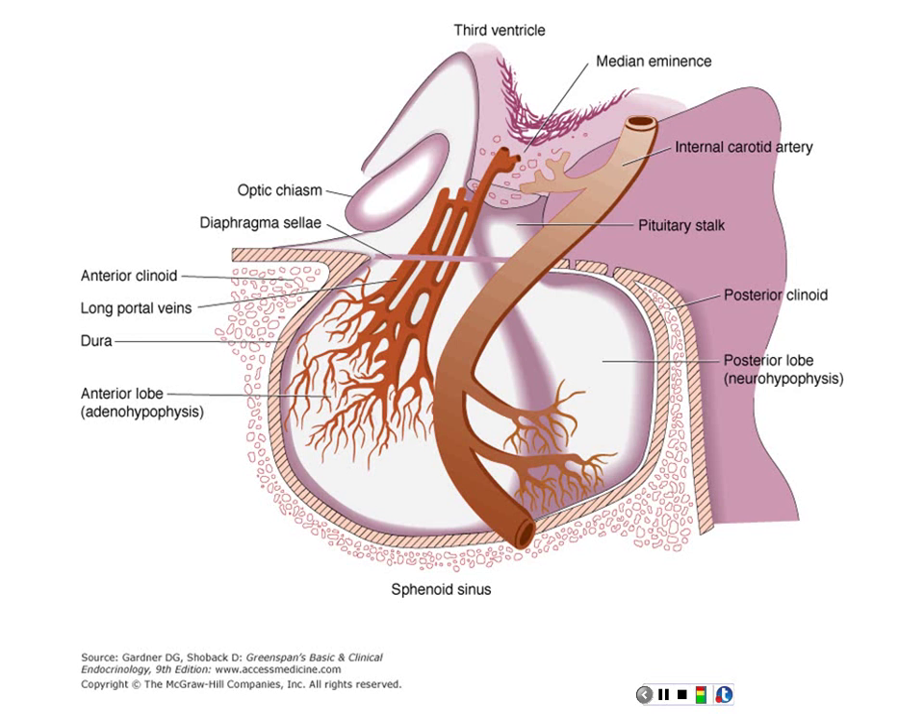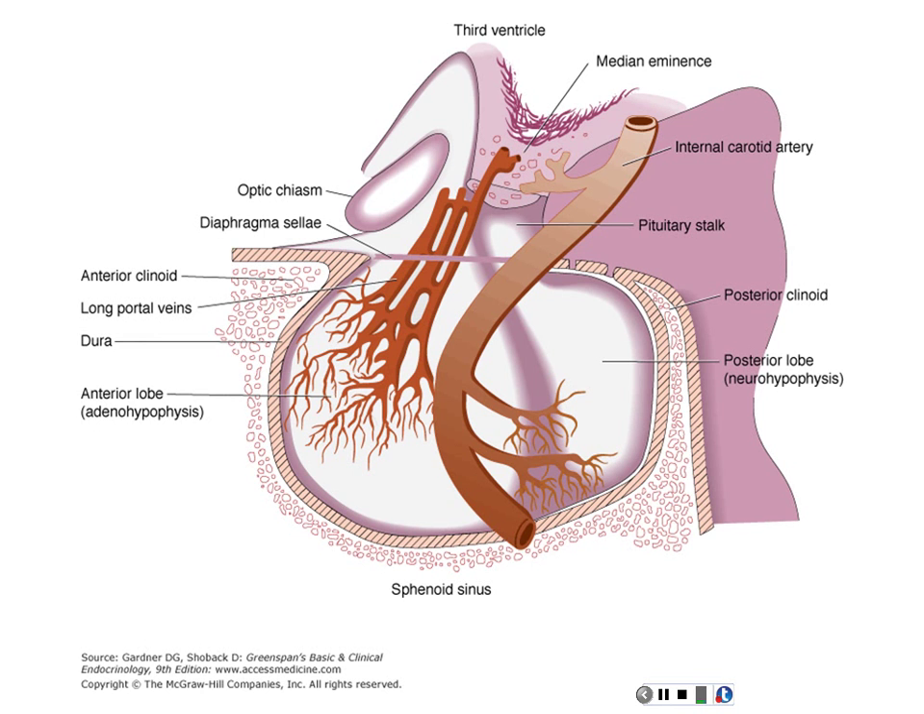So here, let's go back to some handy-dandy pictures that we have. You can see that this is a picture of the sphenoid bone over here, and you see how the pituitary gland sits so nicely in the sella turcica of the sphenoid bone.